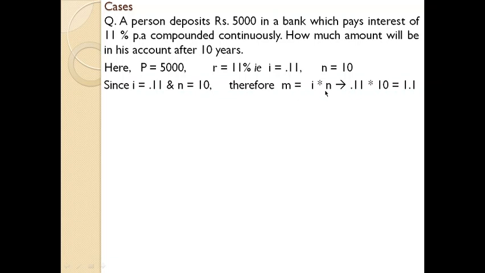Therefore, M equals I into N, which we dealt with in the previous slides, where we covered the step for computing the equation for the continuous compounding case. There we discussed how to find M, and M is the product of I and N. So remember that step. In continuous compounding you need to find M. M is simple, you just need to multiply interest with time.